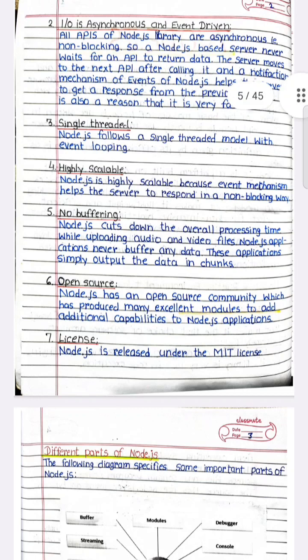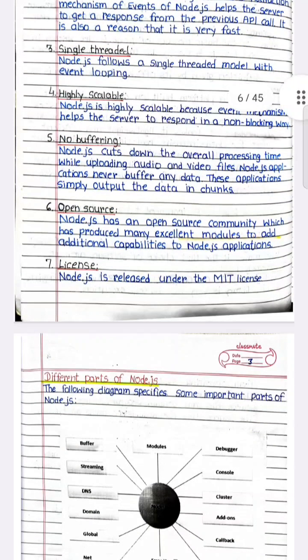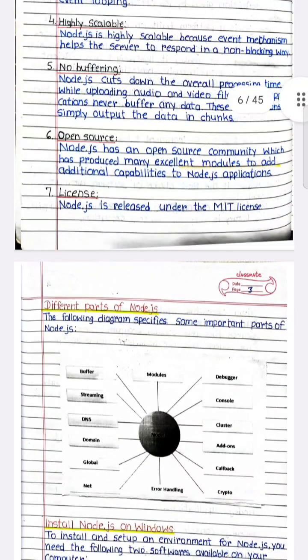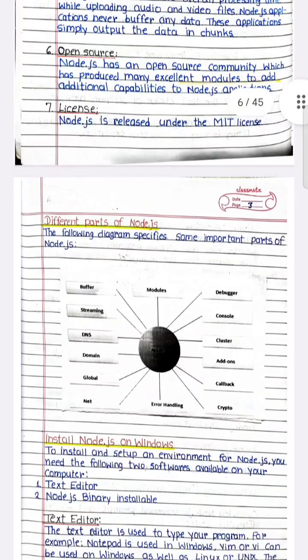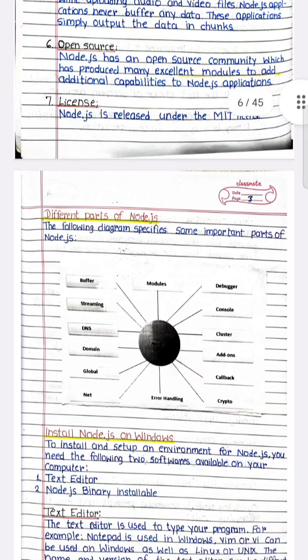What is the next feature? It is open source and licensed. It is released under the MIT license, so no license is needed here. If you look at the different parts of Node.js, we have already integrated them here: buffer, module, debugger, console, cluster, add-ons, callback, crypto, error handling, net, global, domains, DNS, meaning domain name system. All the features are there, so you can see here.